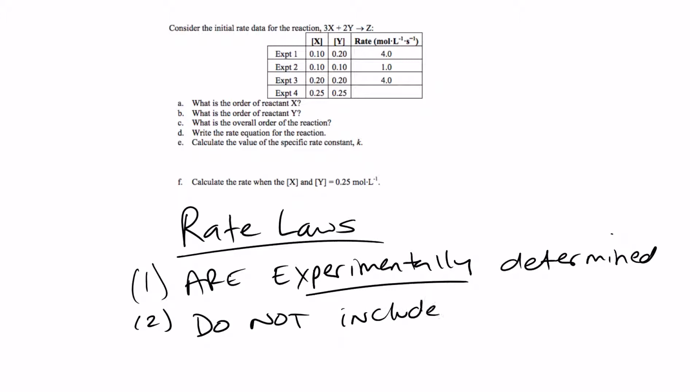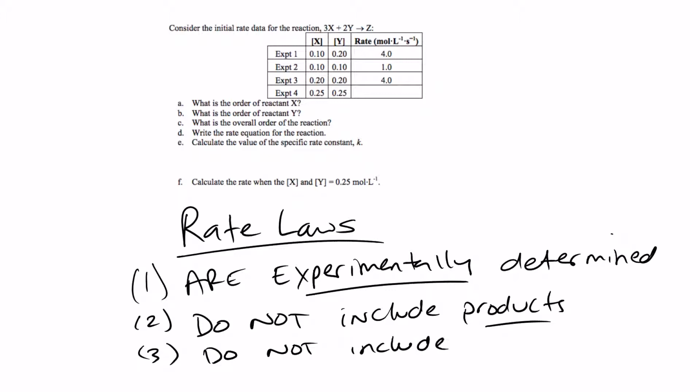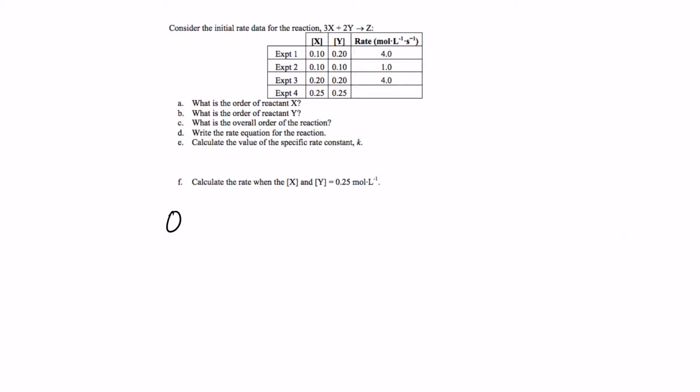For number two, the point is that you don't include products in a rate law. That's different from the rate expressions where we might have a rate expression for a product. And then finally, you don't include the coefficients of a balanced equation. We ignore those, unlike the rate expressions where we included them.